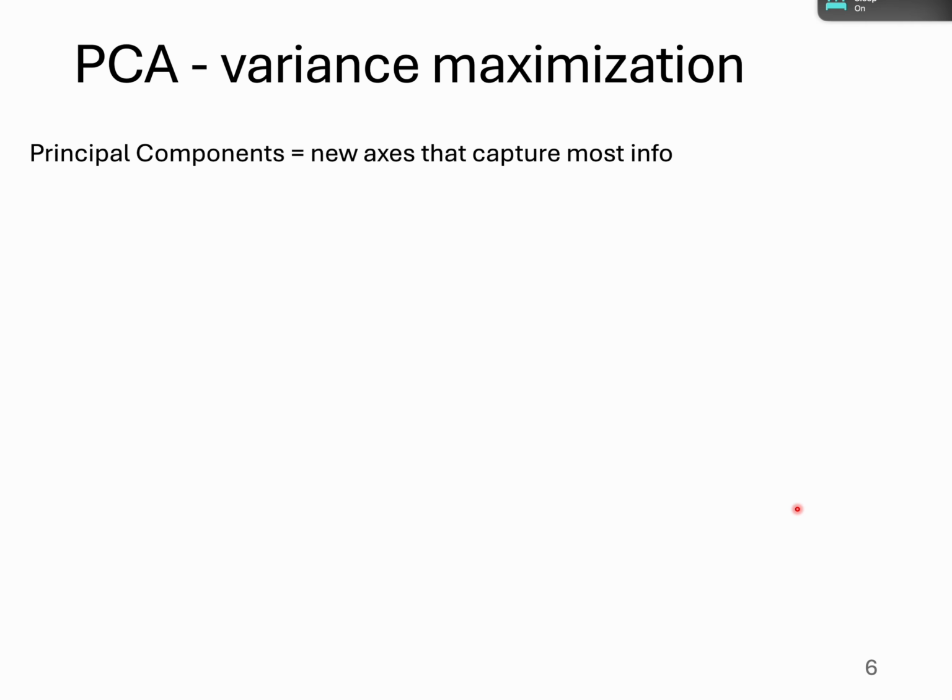So now let's walk through how PCA works step by step. Principal components are what we try to find. These are the new axes that capture most of the information. For example, I will just start with two features, x and y, and that's it.